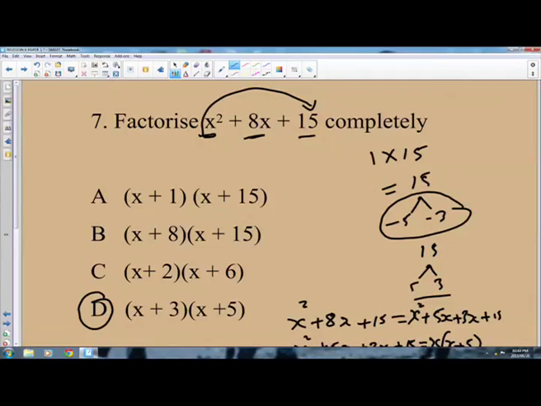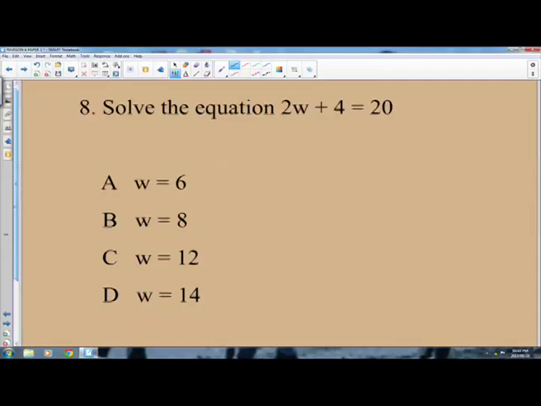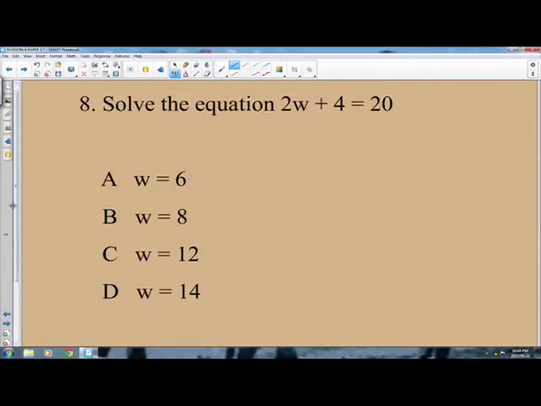And then after getting those factors, you expand the middle term using those factors. After expanding the middle term, you now factorize by grouping. You should be able to get the answer to the question, similar to this. And then, what about the next question? It says you are to solve the equation 2w plus 4 equals 20.